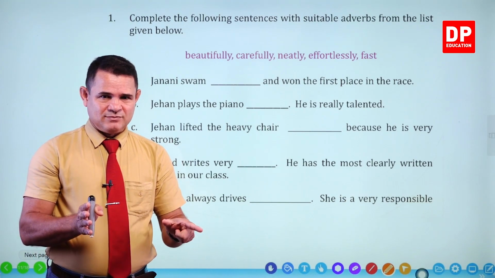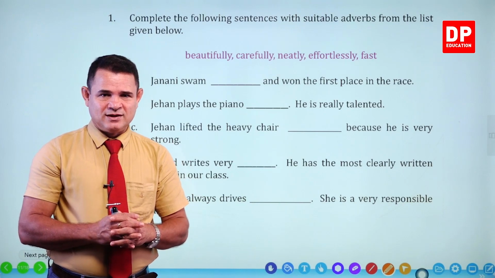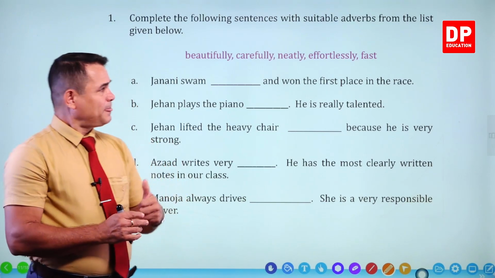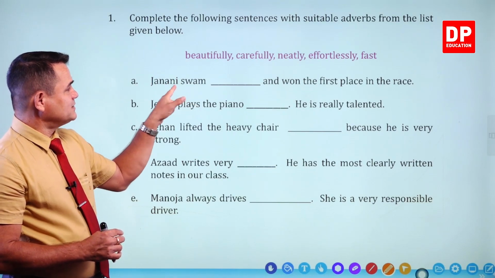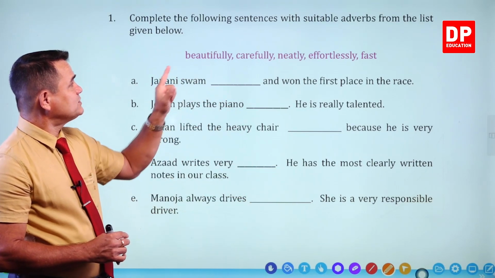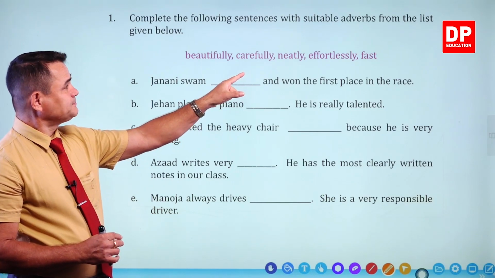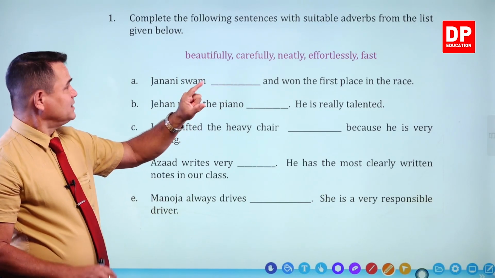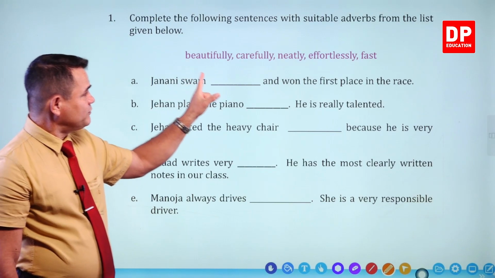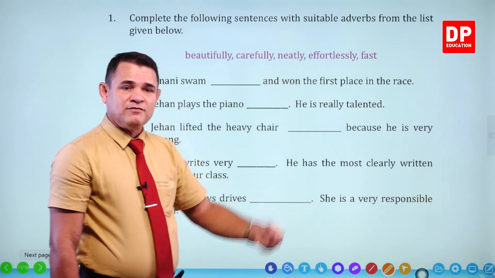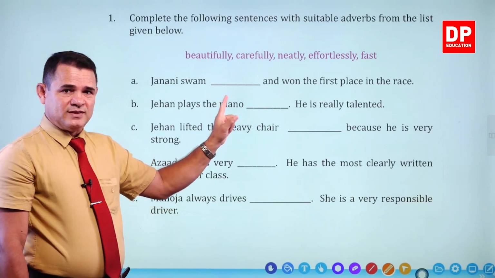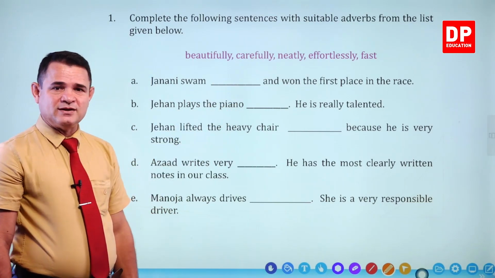Then adverbs කියන්නේ මොනවද කියන එක පොඩි අවබෝධයක් ලැබුණා. එහෙනම් ඒ දැනුමින් මෙන්න මේ exercise එක කරලා බලමු. You have to complete the sentence. Now there are some blanks. You have to use one of these words. Suitable adverbs. There are many adverbs given here. Beautifully, carefully, neatly, effortlessly and fast. Use one of them. ඒවා එකක් use කරලා හිස් තැන් පුරවන්න.